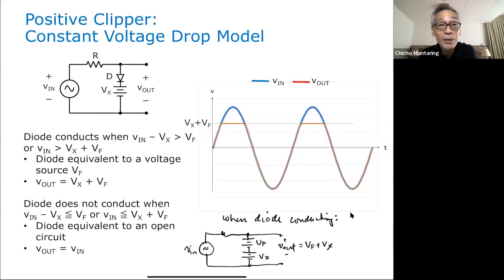Now, what if we use the third model? No? So I challenge you to figure out what will happen if we use the third model, the constant voltage drop with forward resistance. But what will happen is magkakaroon ng konting tumbok dito. It's not going to be completely flat. You try to figure that out yourself.